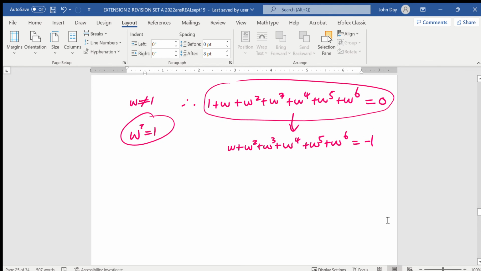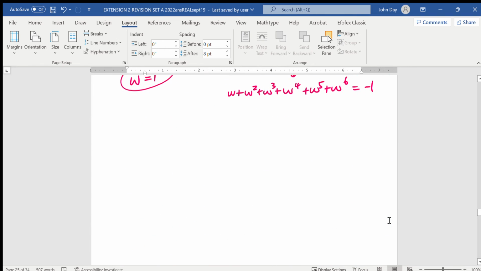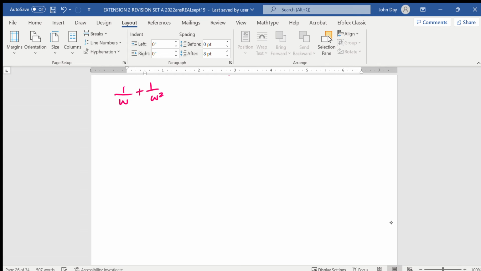So what we've been asked to do in this question is to find the value of 1 on w plus 1 on w squared all the way to 1 on w6. So I'll just write that down. We want 1 on w plus 1 on w squared plus 1 on w cubed plus 1 on w4 plus 1 on w5 plus 1 on w6. We've been asked to find that.